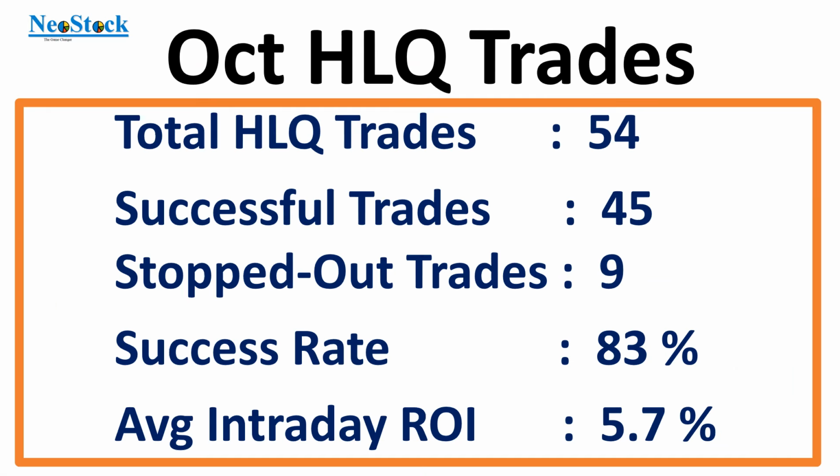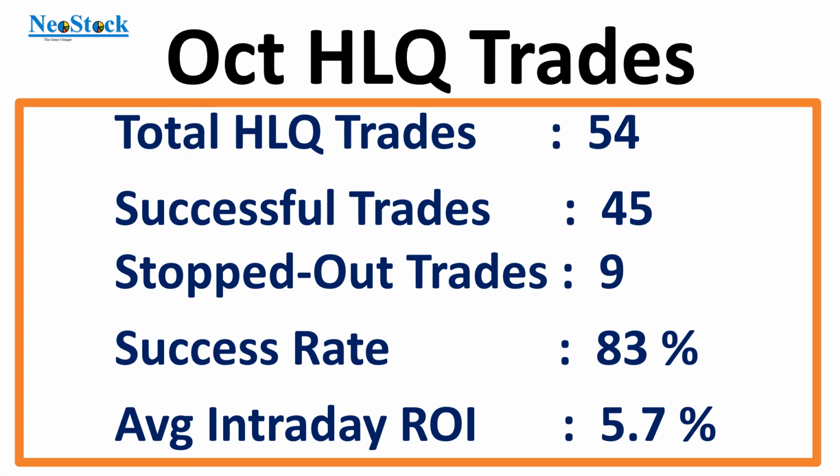And what about October statistics? In October total, we identified 54 high liquidity zones. In that 54, we got 45 successful trades, and the stopped out trades are 9. And the total success rate is 83%, because we are expecting more than 80% success rate for our high liquidity zones.